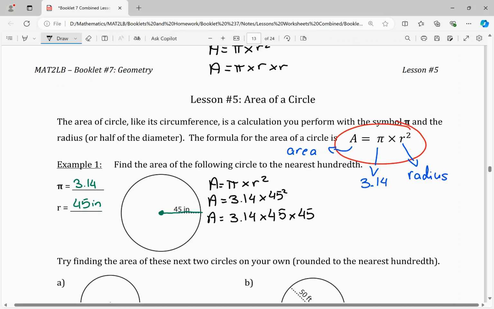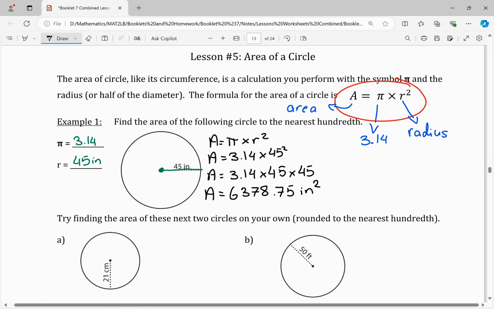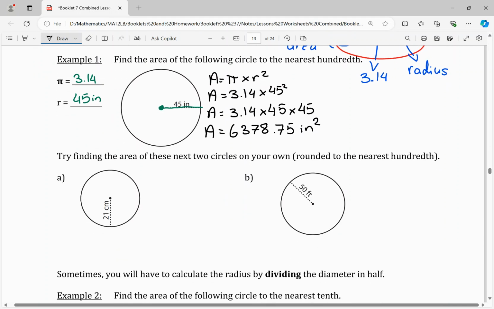Using my calculator, I get an answer of 6,378.75. And remember, you take your units, and it's your units squared because we're talking about area, not perimeter or circumference. So take a minute, try these next two examples, and then make sure that your answer matches mine.